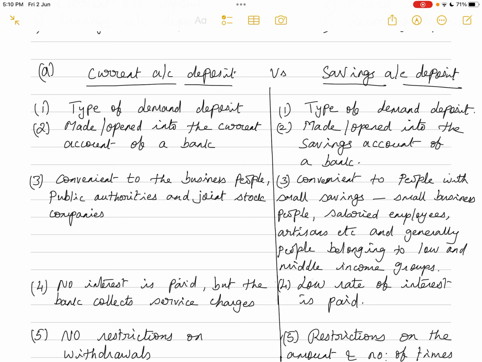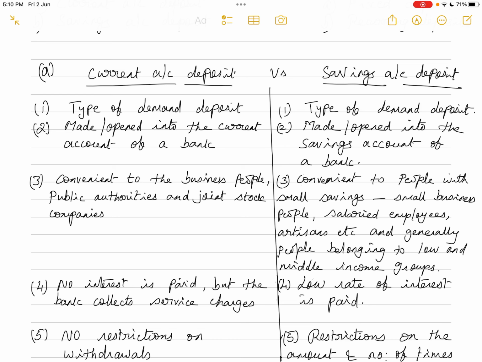But as far as the current account deposits are concerned, the bank is not making any profit, because here the customer can withdraw anytime he wants. In the morning he can deposit and in the evening he can withdraw. So the banks cannot lend this money to the customers. So the bank is not making any profit out of this, and that's why the bank is not paying any interest to the current account holder.